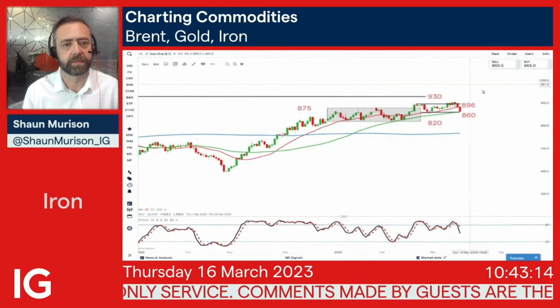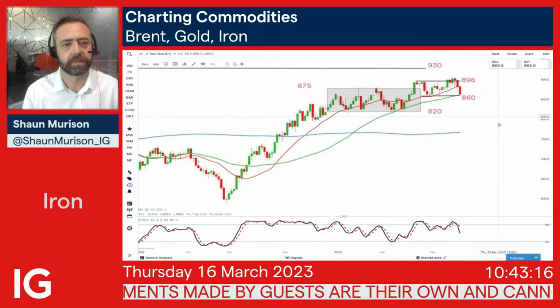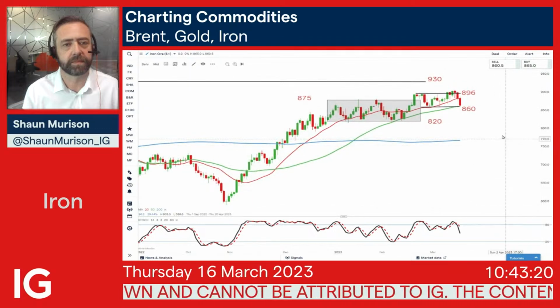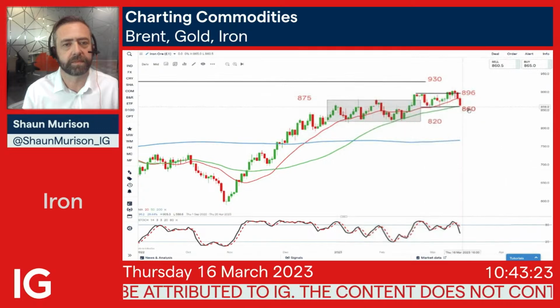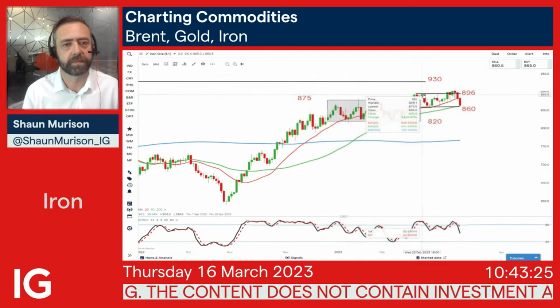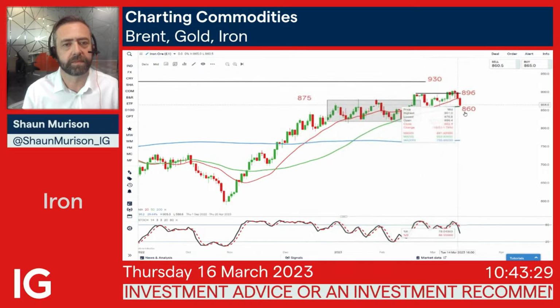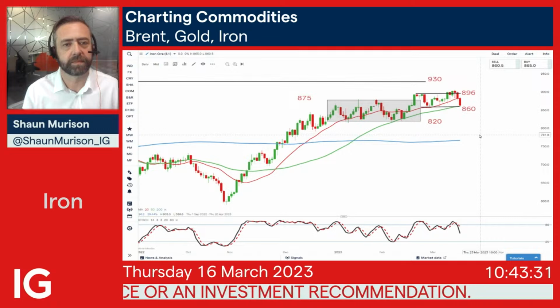Last but not least, looking at iron ore. The trend for iron ore is still considered up, although in the longer term, although we are starting to consolidate again. So we've had a consolidation, we had a breakout, and now we've moved into another consolidation. Looked like we're breaking out, but now we're testing this $860 per metric ton.